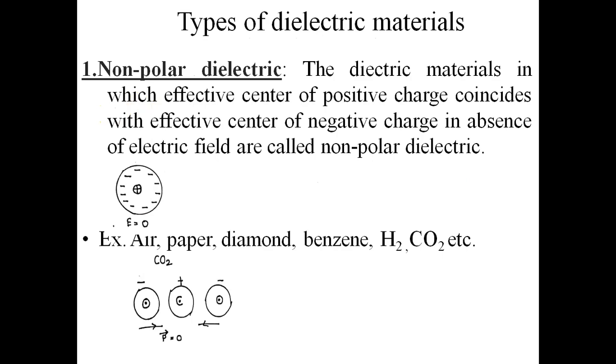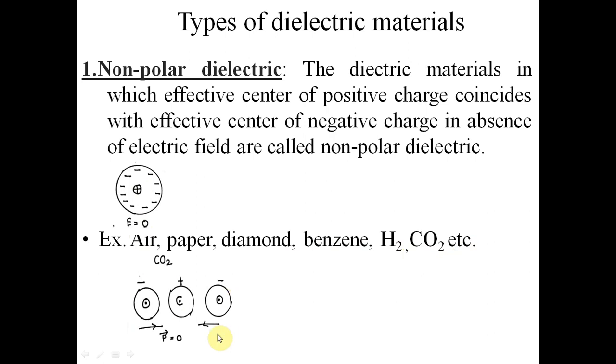There are two types of dielectrics: the first one is non-polar dielectrics and the second one is polar dielectrics. Now let us see the first one, non-polar dielectrics. Non-polar dielectrics are symmetrical in shape. The dielectric materials in which the effective centers of the positive and negative charges coincide in the absence of an electric field are called non-polar dielectrics. Examples are air, paper, diamond, benzene, H2, CO2, etc.